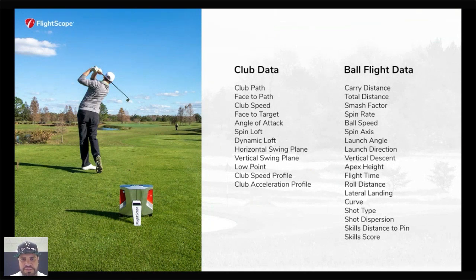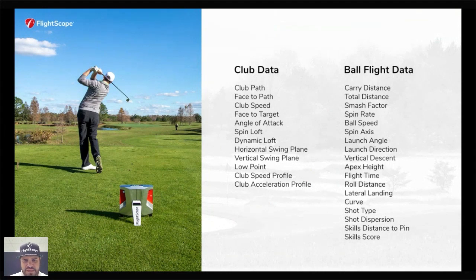So on the club data side, we're going to have our club path, our face to path, and we're also going to have our face to target, which I think is something good to point out, is that we can show you the face angle relative to the club path or relative to the target line. And I think it's important to understand that, especially if you're going to be speaking about the D-plane.